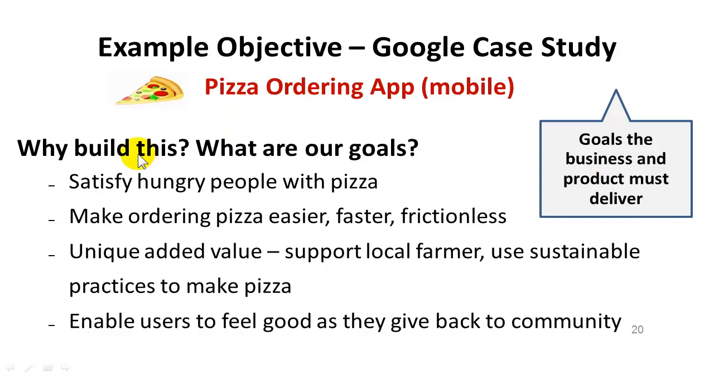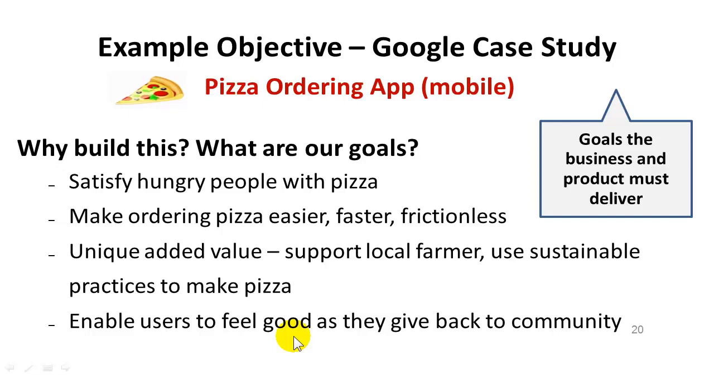So here again, getting back to the first question, why? Why build this? Is there a need? And what are our goals? Here again, we're brainstorming. Why are we building this? We're going to satisfy hungry people with pizza. Okay, that's a goal. Making ordering pizza easier. Added value. They're also going to throw this in: we're going to be supporting local farmers and sustainability practices. Enable users to feel good.